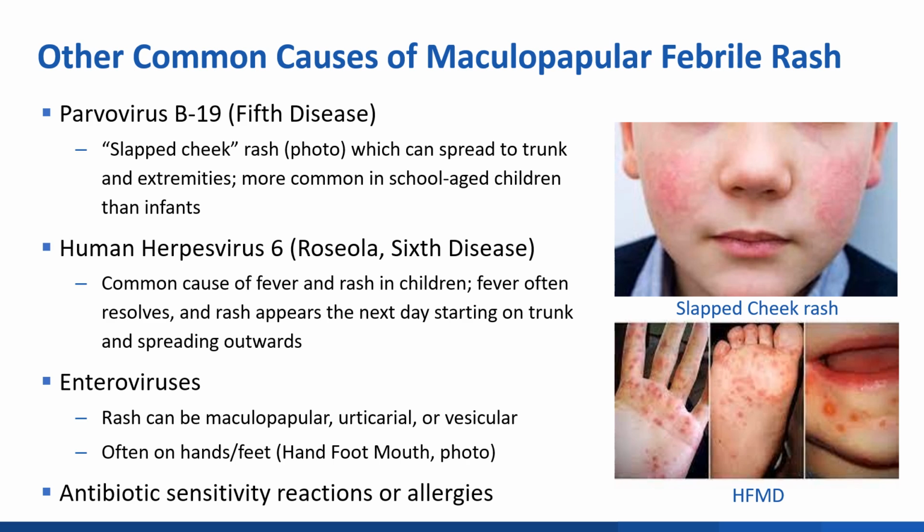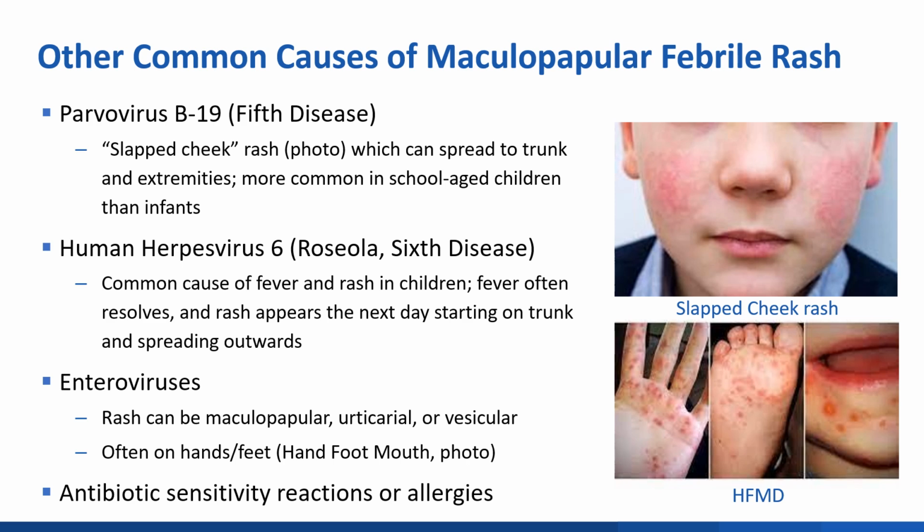Adding to the challenge of recognizing and diagnosing measles, there are other viral causes of a maculopapular febrile rash, and I've listed here some of the most common. So first, parvovirus B19 causes what is known as fifth disease, which can present with fever and a quote-unquote slap cheek rash, which is shown in the top photo, where a rash begins on the cheeks and can then spread to the trunk and extremities. This infection is more common in school-aged children than in infants.